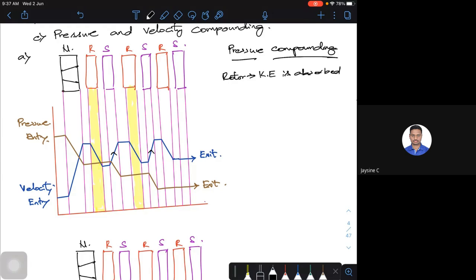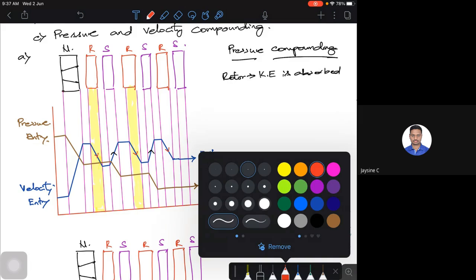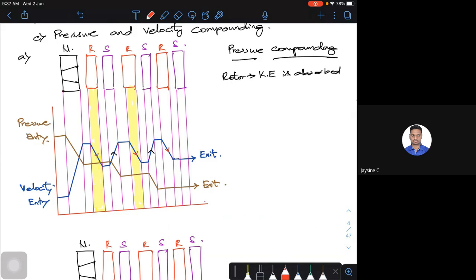Look at this actually. That means, see, this velocity is getting reduced. Okay, only in the rotor, the velocity goes from higher velocity to lower velocity. The kinetic energy is absorbed. So what's happening to the pressure? This pressure is almost constant. So the pressure is constant.